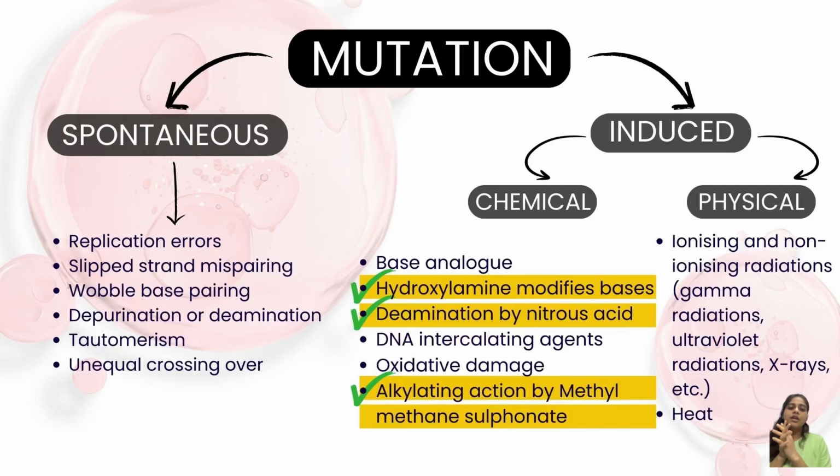Now, inducible mutations require a mutagen. Mutagen is that agent which will induce or which will actually cause mutation, which will either modify the base pairs or insert or delete, as we will see further. Inducible mutation is further classified as chemical and physical. Physical, you have ionizing, non-ionizing radiations, UV rays, gamma rays, X-rays. Under chemical mutagenesis, we have various other mutation causing mutagens, which we will talk about in further slide.